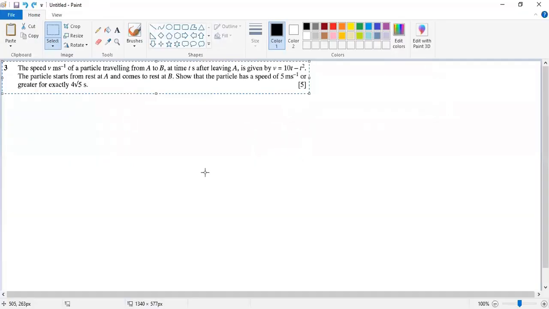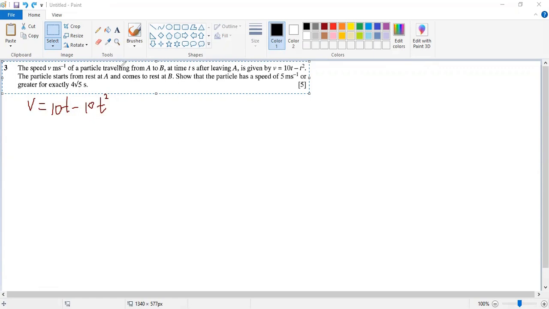So the speed v meters per second of a particle traveling from A to B, so it's going from A to B, yeah? At time t seconds, that's t seconds, not ts, it's not a variable, please don't get confused. T seconds after leaving A, after leaving A is the time is clocked, is given by v equals 10t minus 10t square. Oh, 10t minus 10t square.